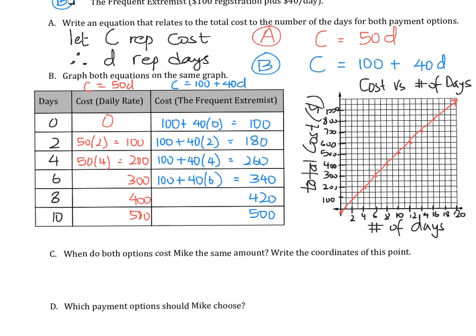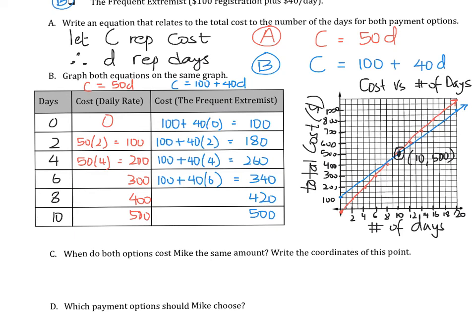Okay, now we're going to graph the frequent extremists. So I'm going to use a blue line, and I'm going to label all the points that are given here. And if you notice, every 2 days, the value is going up by $80. Okay, so we can clearly see that there is one point of intersection, and this point of intersection is right here. So you circle that point of intersection and you write the coordinates for this point. So for this point, the coordinates are 10 and 500. So for 10 days, it costs $500.